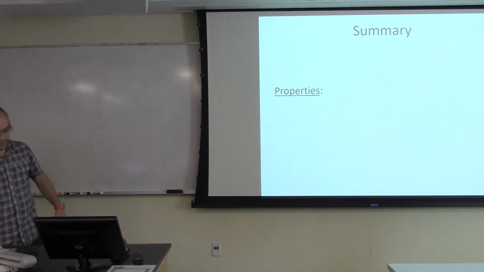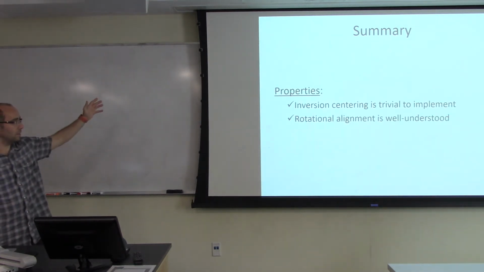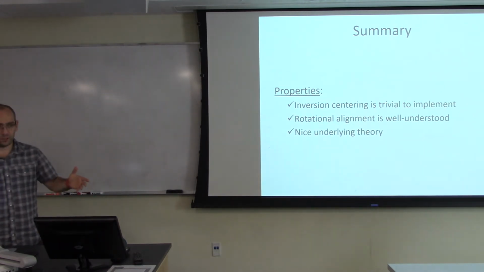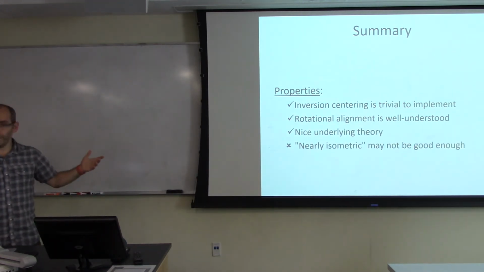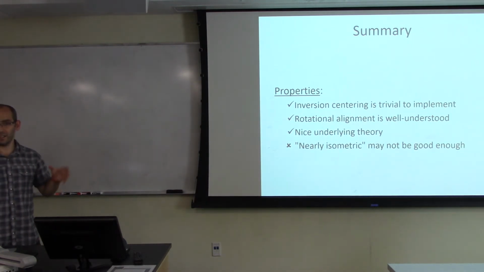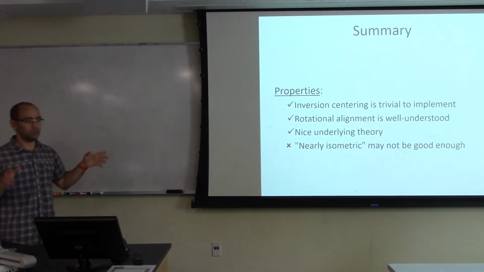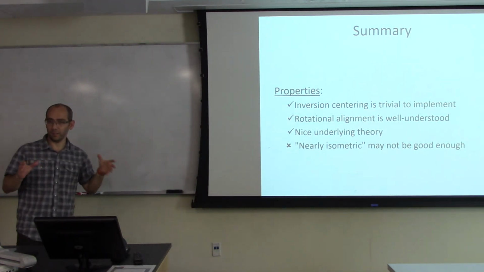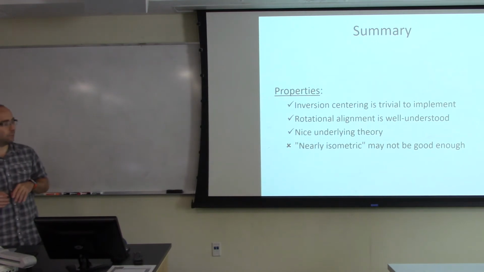Good. So it's trivial to implement. We understand rotational alignment. The theory is nice. I hope I've convinced you. But you can't just say conformal parametrizations in the context of nearly isometric. Since it's nearly isometric, you're pretty close to being done. Nearly isometric can actually be a big problem in the context of conformal deformations.